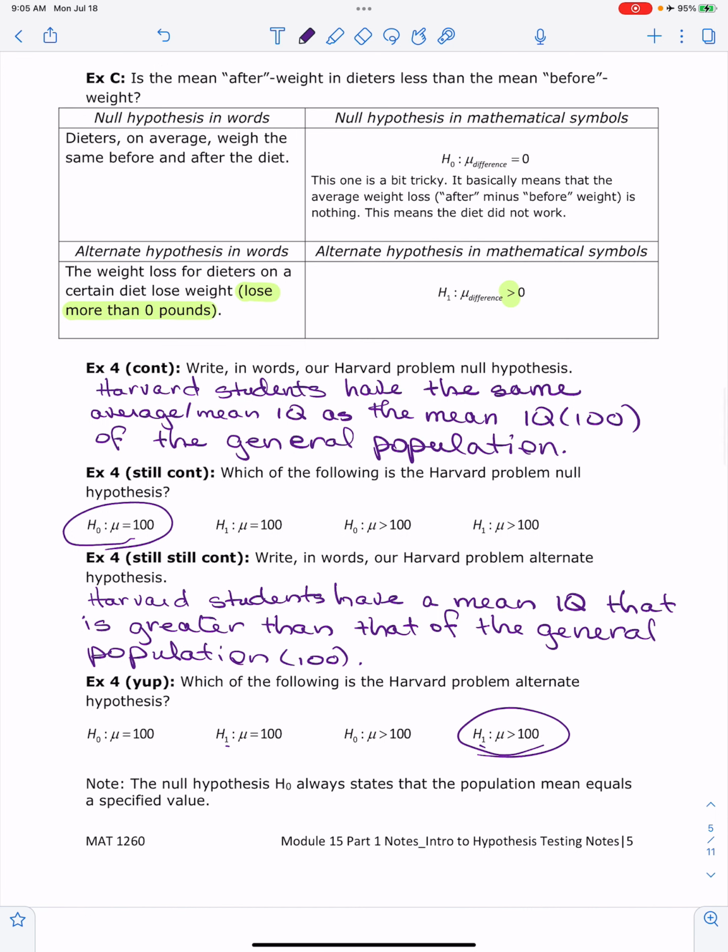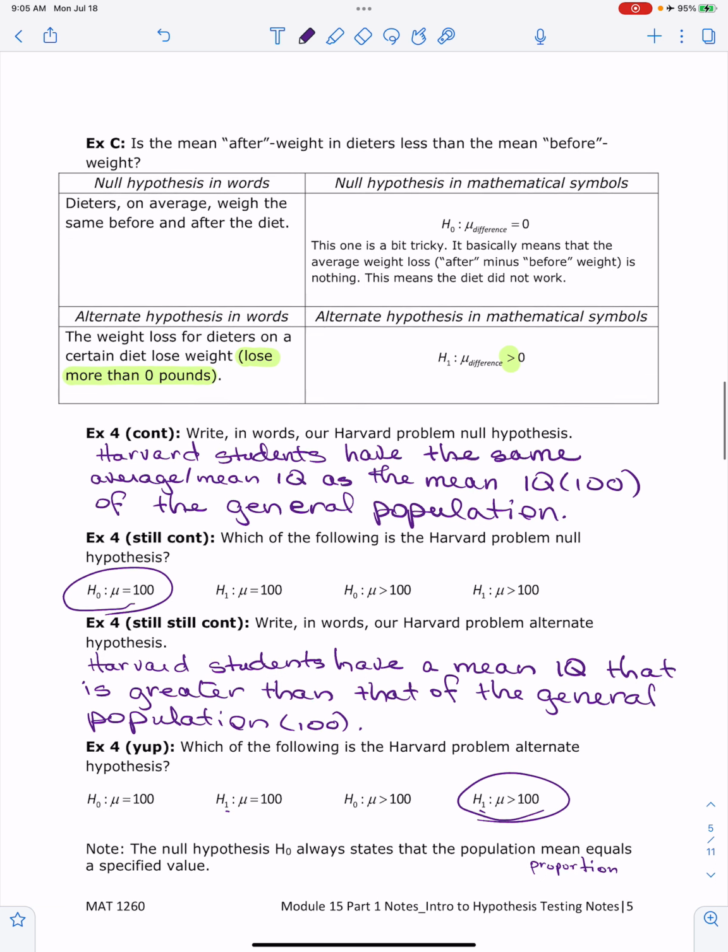Okay. Note that the null hypothesis always states that the population mean or proportion equals a certain value. So there's always an equal in our null hypothesis.